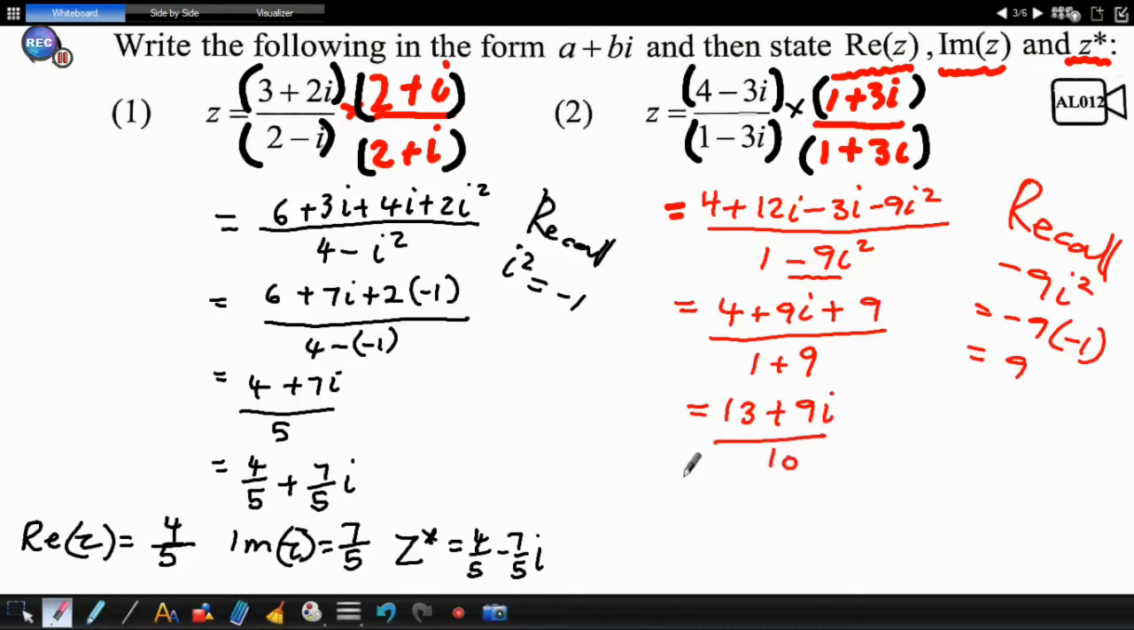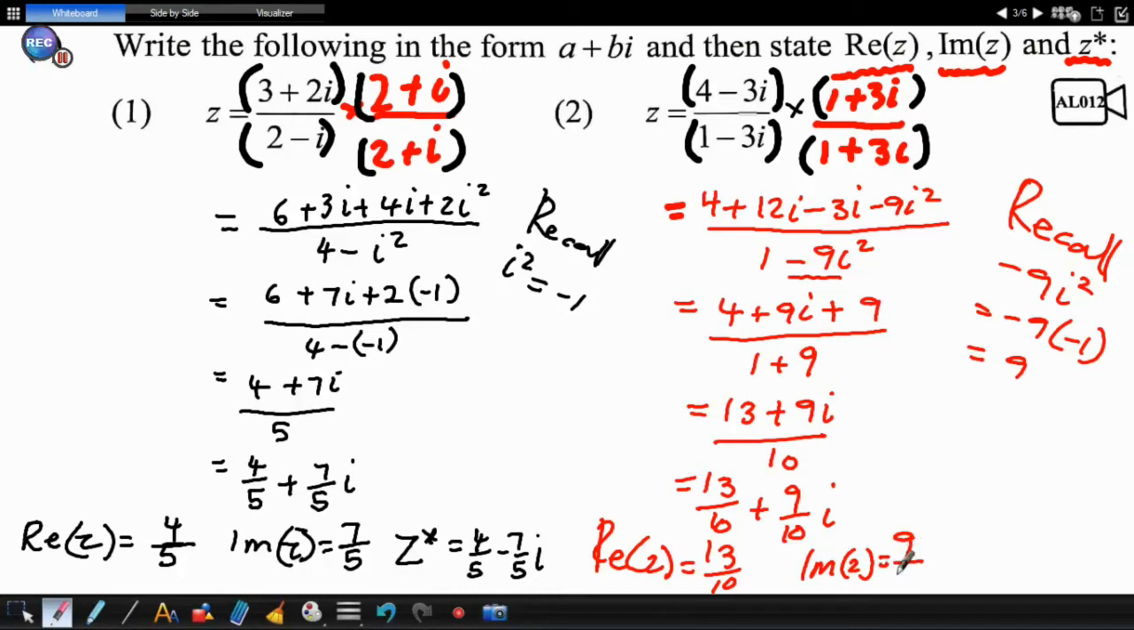This means that we can write this as a plus bi will be 13 over 10 plus 9 over 10i, meaning we'll have the real part of z, which will be just 13 over 10, we have the imaginary part of z, which will be 9 over 10. And then we will have its conjugate. And the conjugate of this complex number will be 13 over 10 minus 9 over 10i. And that's it for this question. We're going to move on.